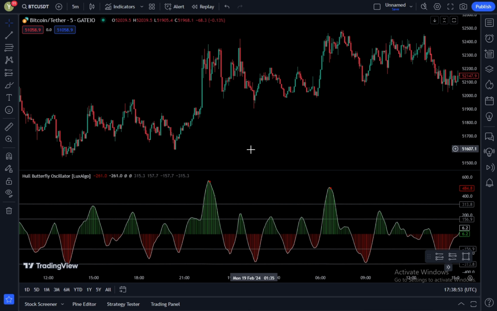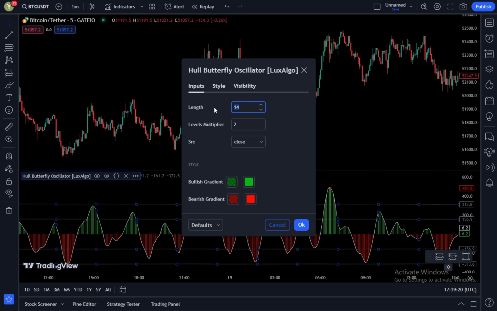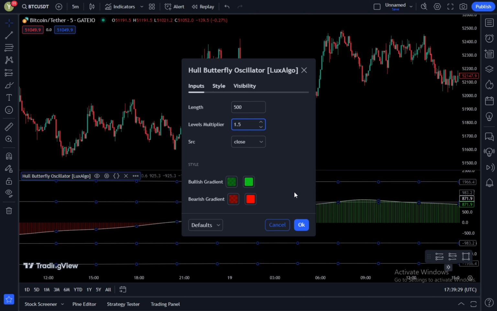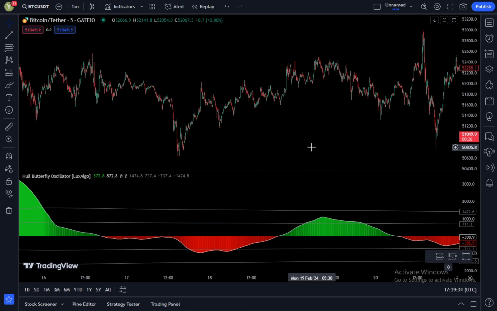Crossovers of the center line can give us signals, and it can also be used to spot divergences and identify overbought or oversold conditions. However, in our strategy, we're mainly going to use it to identify the longer-term trend. So we'll adjust the settings of the indicator accordingly. We'll set the length to 500 and the levels multiplier to 1.5. With these settings, the butterfly oscillator will help us see the longer-term trend of the market. When it's green, it means the market is trending up, and when it's red, it means the market is trending down.